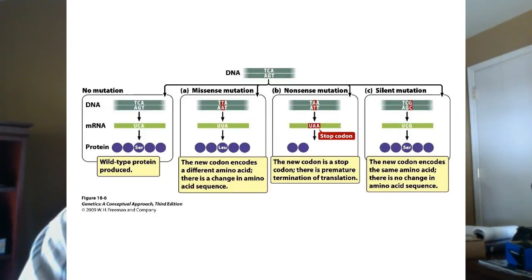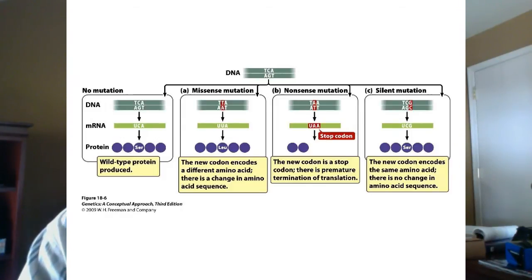We could also have a nonsense mutation, and in this case, notice we went from TCA to TAA, which created a UAA messenger RNA. This happens to be a stop codon, so protein synthesis is terminated, and notice that we have a much, much shorter protein or peptide because protein synthesis stopped prematurely because of the mutation. This is called a nonsense mutation.